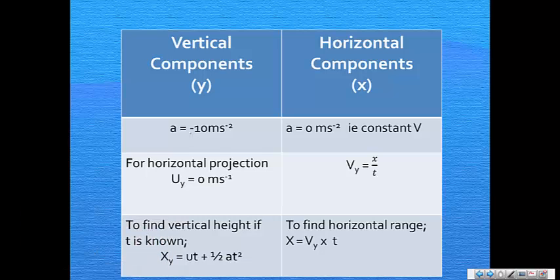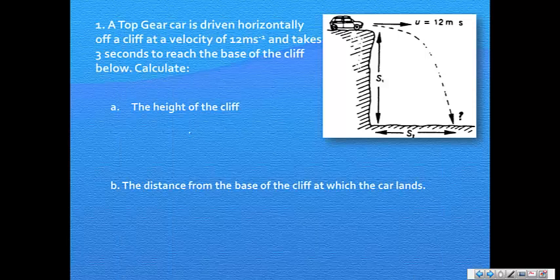So for both, the time is the same. So t is your linking variable. It's the same for both components. So let's look at applying this to some problems. If we take a horizontal projection, I do believe Top Gear actually did do this at some point. In this case, I'm given the initial horizontal speed as 12, and it tells us that the time of flight was 3 seconds. So I've got that linking factor.